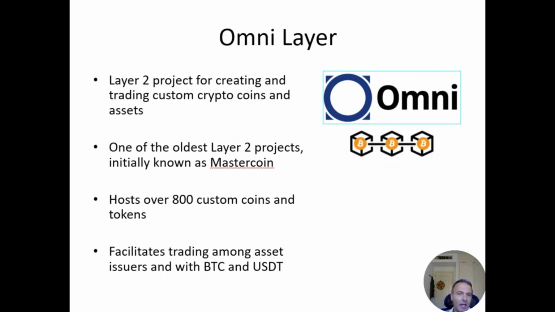And then finally, OmniLayer. You can think of it as a place for creating and selling new tokens or custom tokens, or what we call here crypto coins and assets. It's one of the oldest layer 2 projects out there. It's known as Mastercoin, and it currently has over 800 custom coins and tokens, and it facilitates trading among asset issuers and with BTC and US Tether. So think of OmniLayer as a place, as I said, for creating those new NFTs and custom tokens on the Bitcoin network. So it's just another use case on top of the Bitcoin network itself.